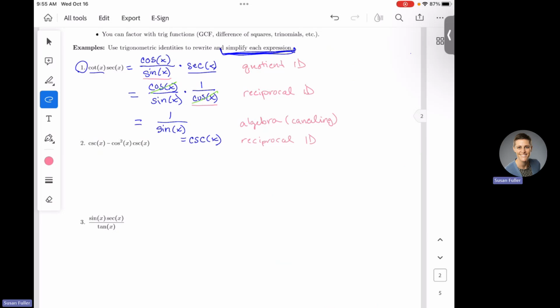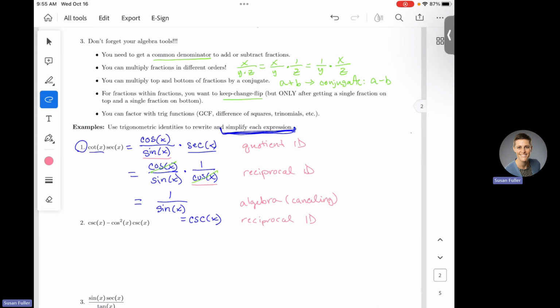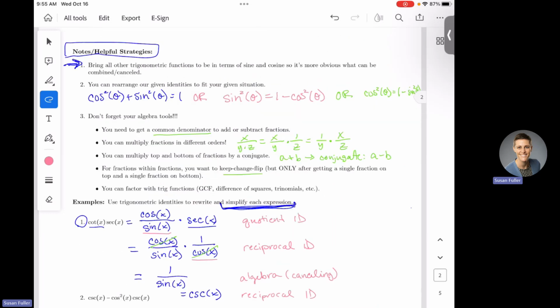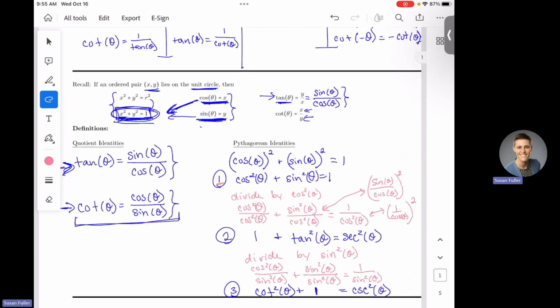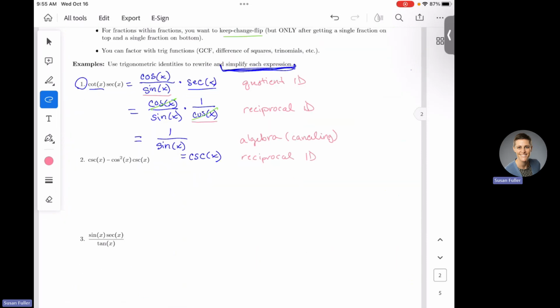So that's where we're going to stop here, and we'll come back and we'll continue to simplify and we'll continue to use our identities. So come back on Tuesday, make sure you have your identities in front of you, and we're going to start working on using them to simplify.